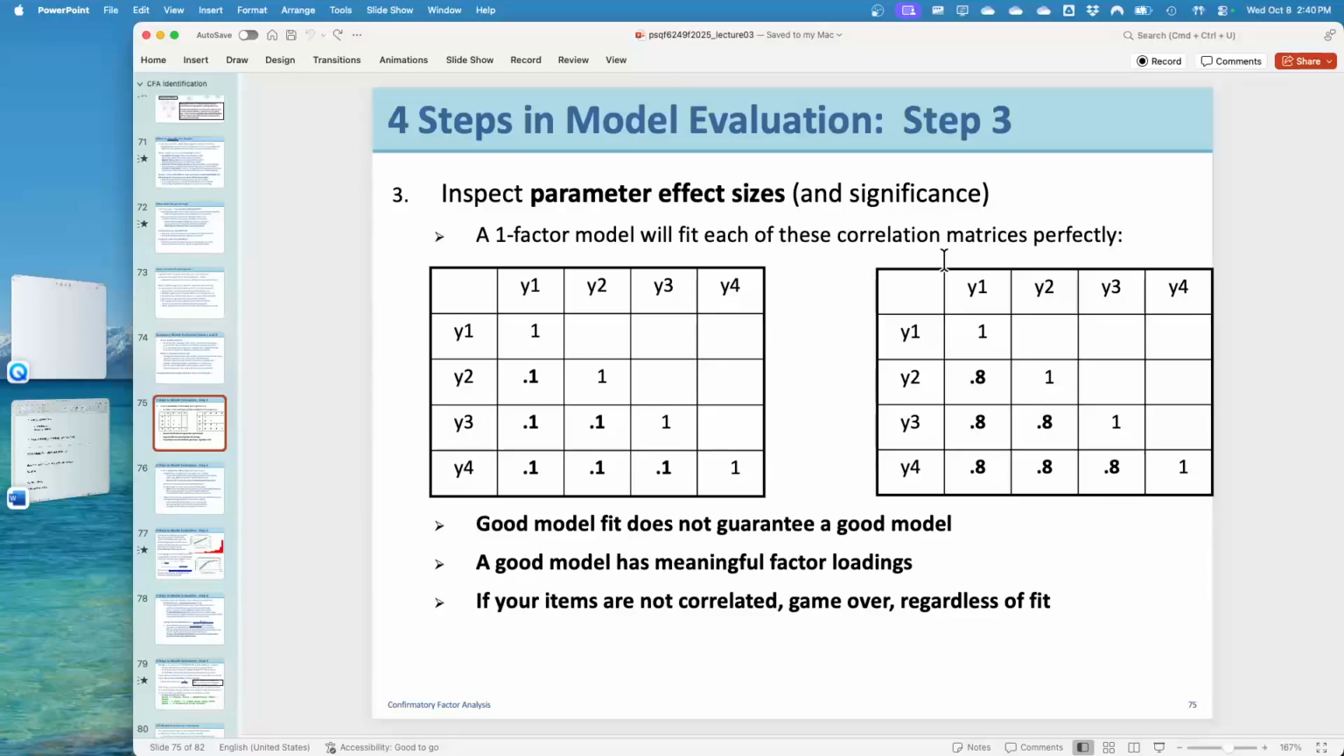So good model fit does not necessarily mean an interesting story or what you want it to mean. Good model fit means now I can interpret my results. Okay? Gotcha. All right.